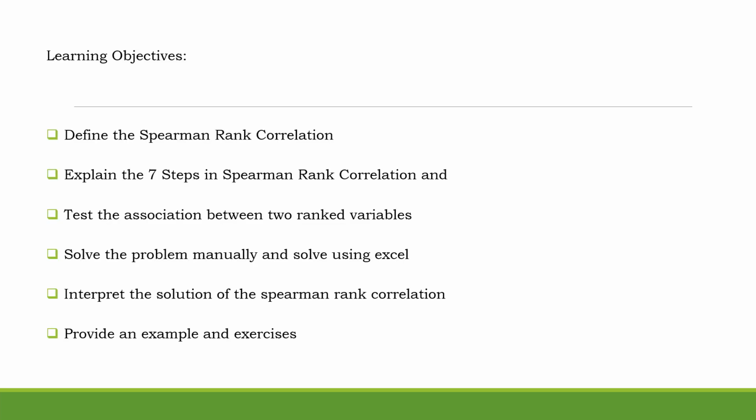These are the learning objectives. At the end of the lesson, the student will be able to define the Spearman rank correlation, explain the 7 steps in Spearman rank correlation, and test the association between two ranked variables. Solve the problem manually and solve it using Excel. Interpret the solution of the Spearman rank correlation and provide an example and exercises.